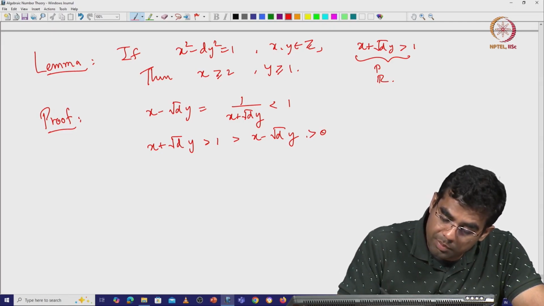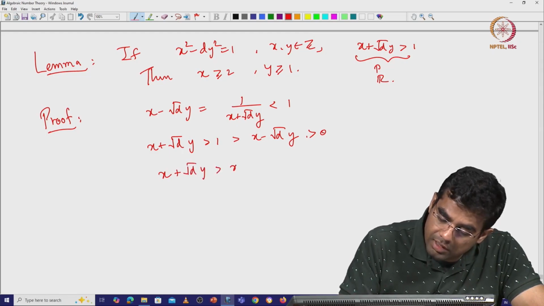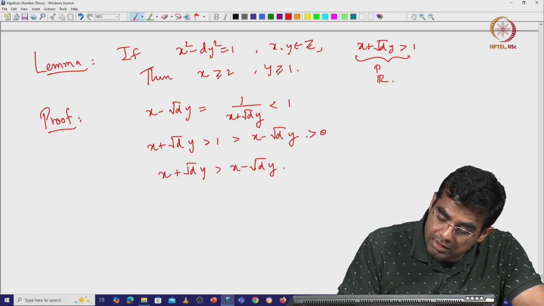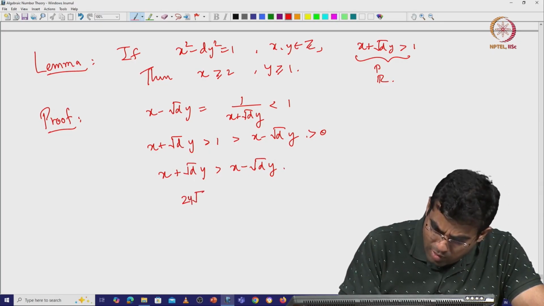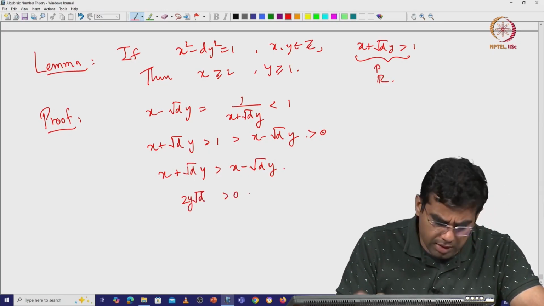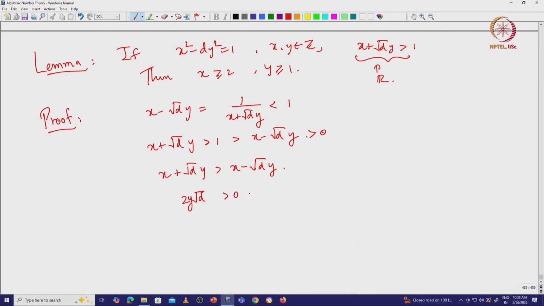In particular you see that x plus square root of dy is bigger than x minus square root of dy, and so if I just rearrange this, I get 2 times y times square root of d is bigger than 0, and the only way this can happen is if y is bigger than 0, which means that, as it is an integer, it is bigger than or equal to 1.